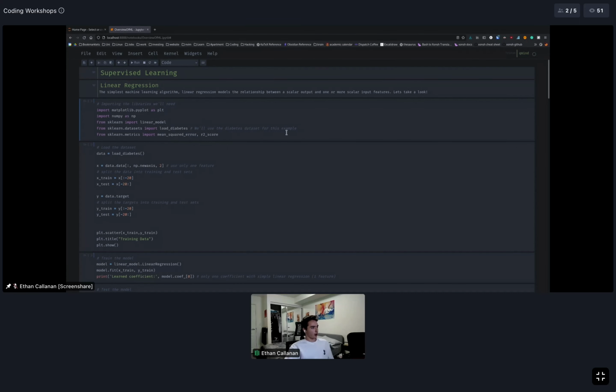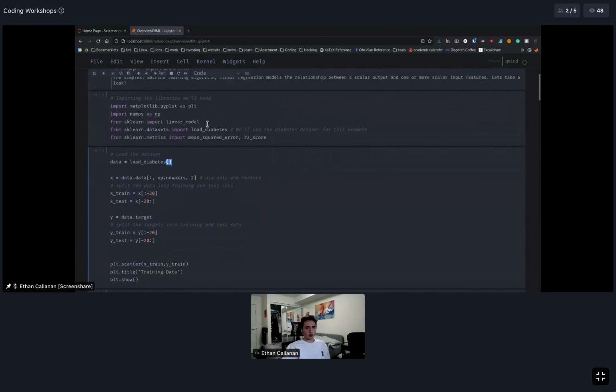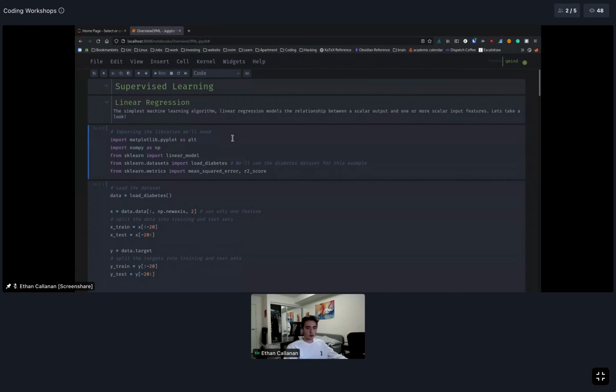Okay, so to start off, it's natural to start with supervised learning. So the simplest supervised learning algorithm is linear regression. Linear regression, something you guys have probably all done before, especially if you've done a math class, calculus, even high school. And so this is the simplest kind of finding the correlation between your inputs and your output. So to get started, got to import all our libraries.